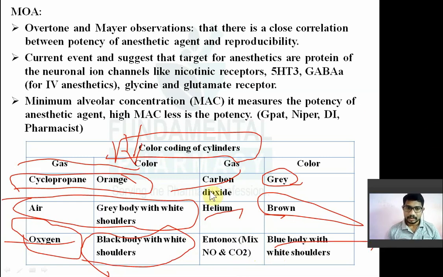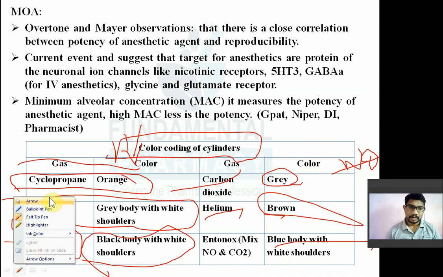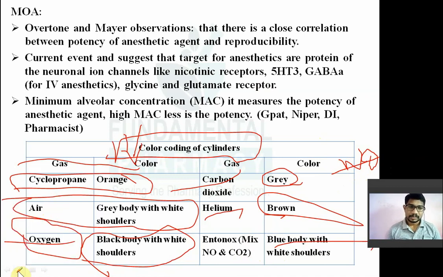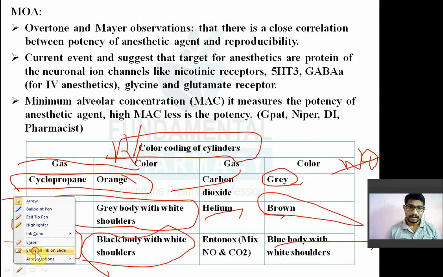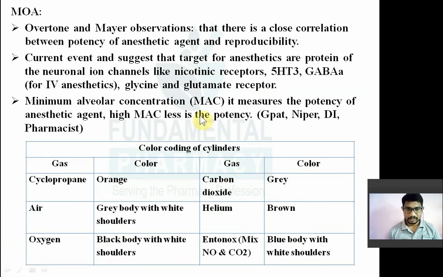I think you missed one here, nitric oxide. It is supplied in a blue colored cylinder. So remember these things, color coding for cylinders. A question may come. And remember here that the potency of inhalation anesthetics is determined by minimum alveolar concentration, MAC.